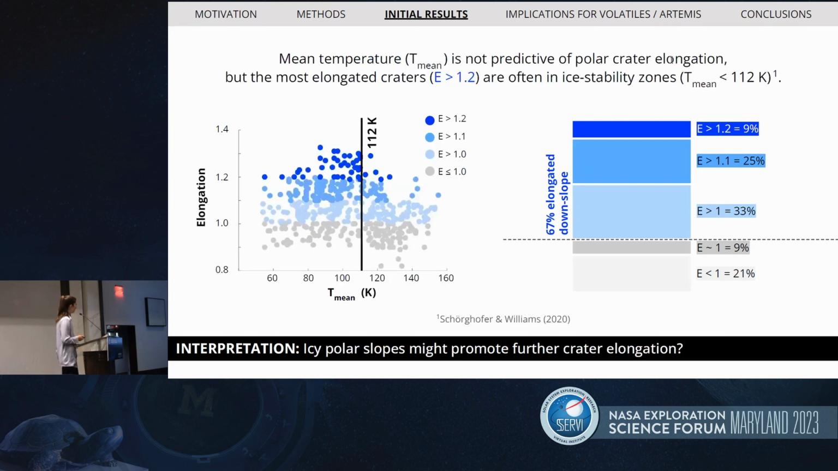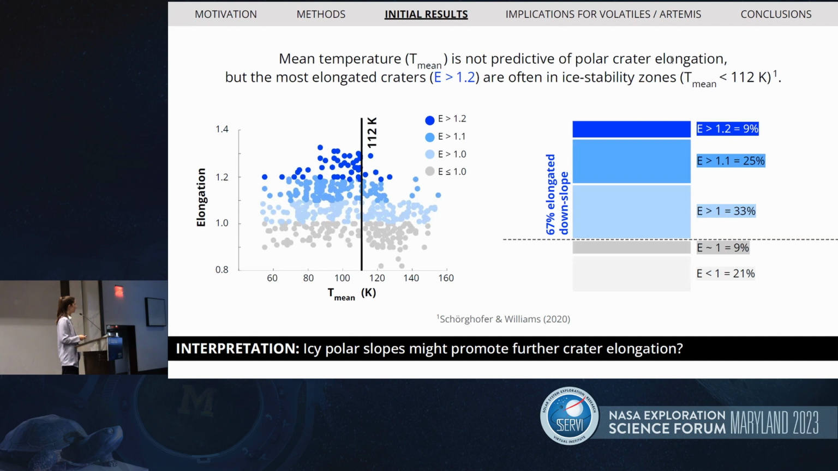We look at how crater elongation, which is mapped now on the y-axis, can be related to mean annual temperature. Mean annual temperature is a really good proxy for the subsurface ice stability. So you can see there's a super amount of scatter. So mean temperature is not predictive of polar crater elongation.